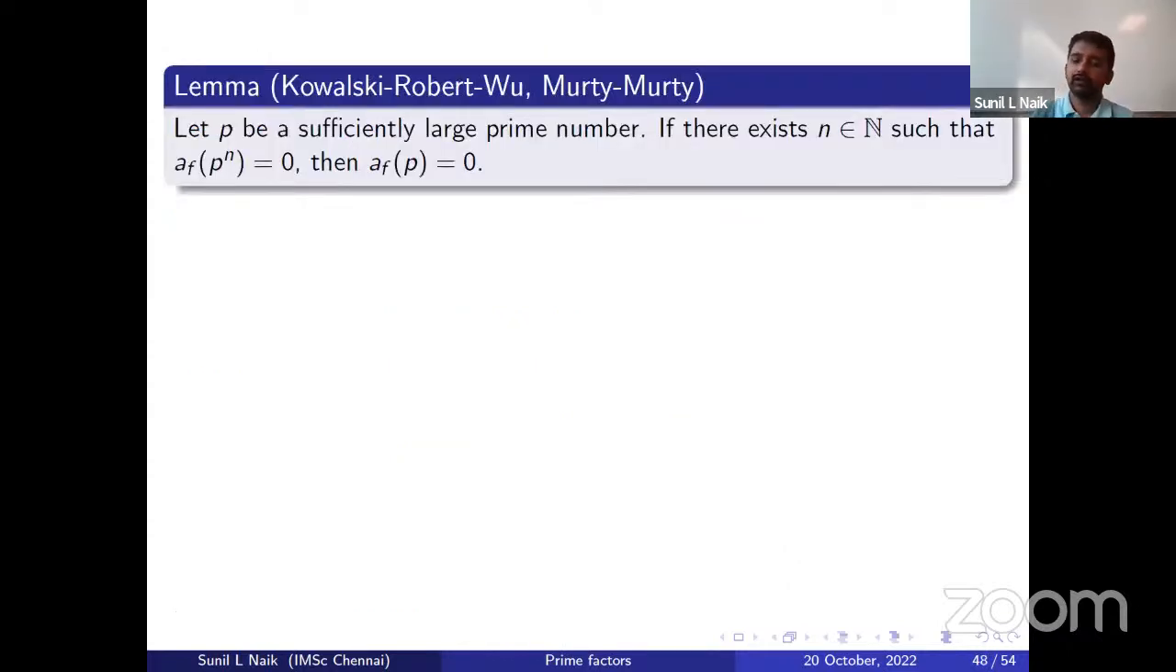Now we need the following lemma, which was independently proved by Kowalski, Robert and Wu, and Murty. This states that if p is a sufficiently large prime number, and there is a natural number n such that f of p to the power n is equal to 0, then we must have f of p is equal to 0. And in the case when f is equal to the tau function, we already proved that tau of p to the power n equal to 0 implies that tau of p is equal to 0 for all primes p.